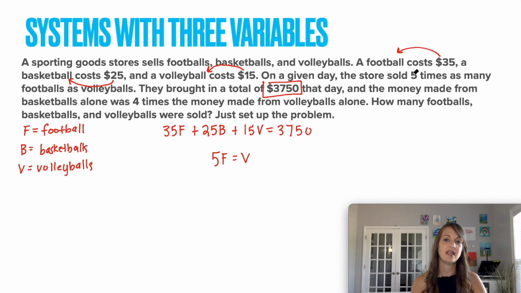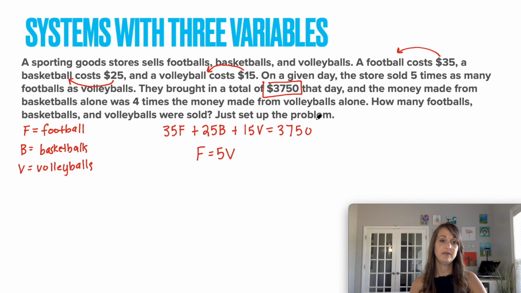So you can't just say, oh, 5 times as many footballs, so it must be 5F. That is inaccurate. It's actually the opposite. Whatever the number of volleyballs was, you have to take 5 times that number to get how many footballs were sold. I know that's weird, but that's why it should actually be F equals 5V and not 5F.